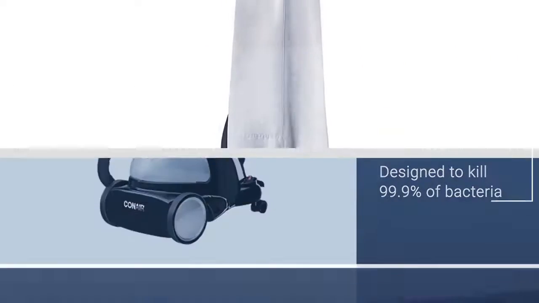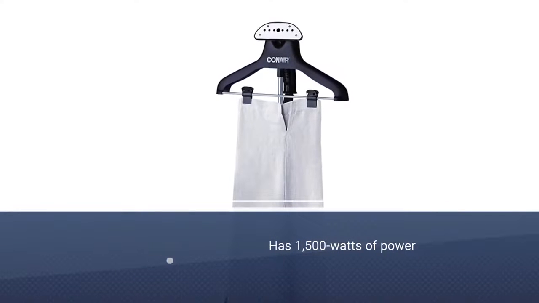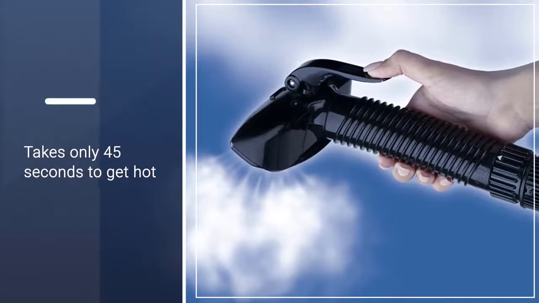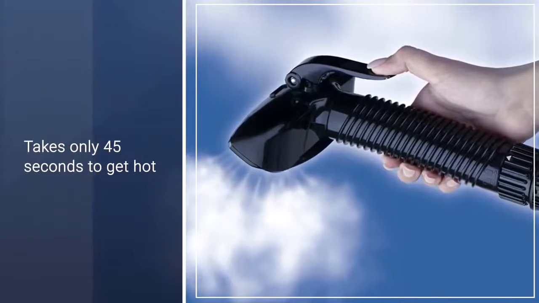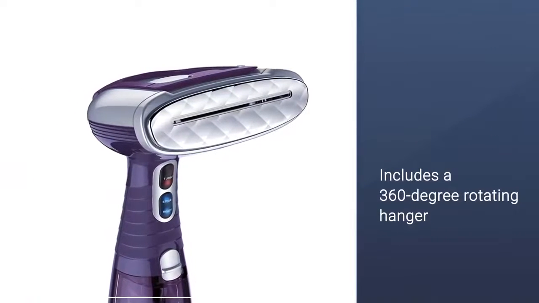This product has 1,500 watts of power and takes only 45 seconds to get hot and ready to use. It can produce up to 70 minutes of continuous steam and has a large steam head to help you quickly steam all of your fabrics. The full-size steamer features an adjustable telescopic pole that can help you steam larger items. It also includes a 360-degree rotating hanger to simplify the task.